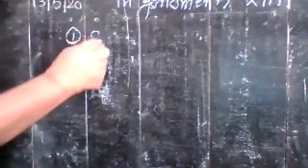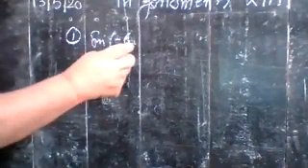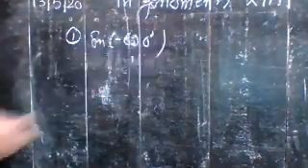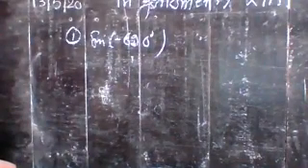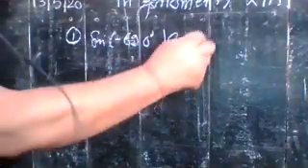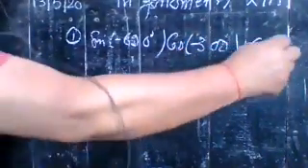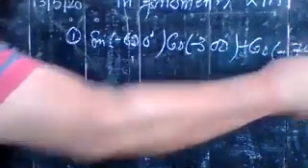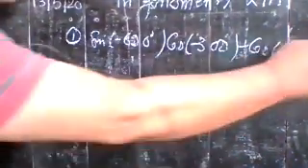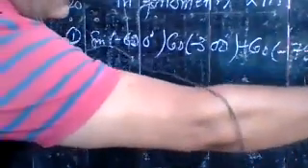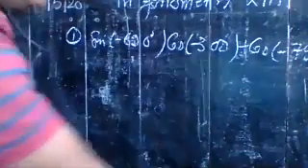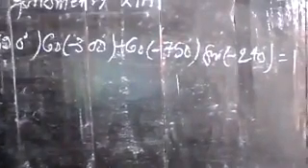Next question. Prove that sine minus 690 degree cos minus 300 degree plus cos minus 750 degree sine minus 240 degree is equal to 1. You have to prove it. That is equal to 1.